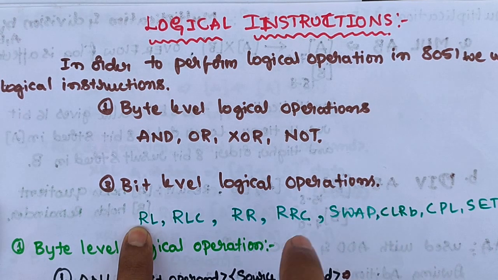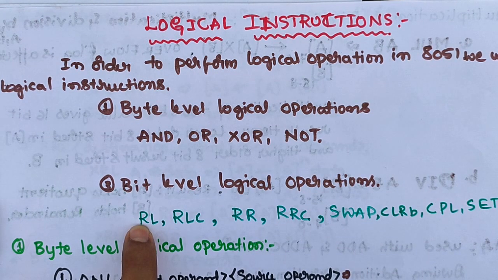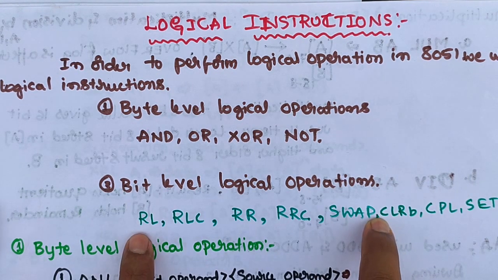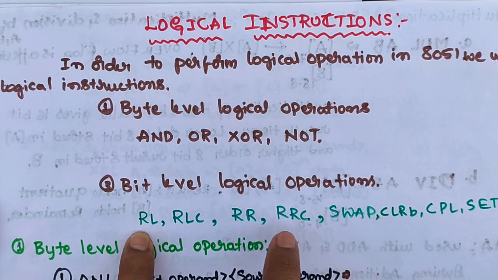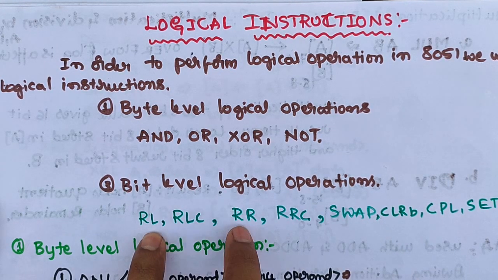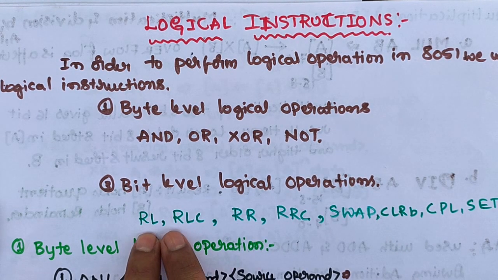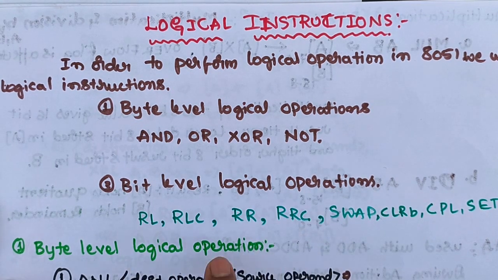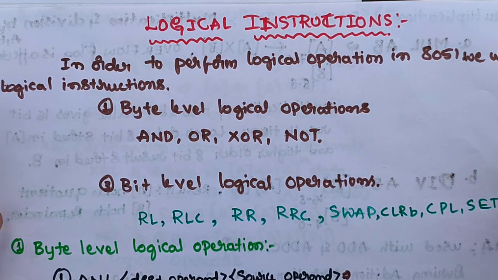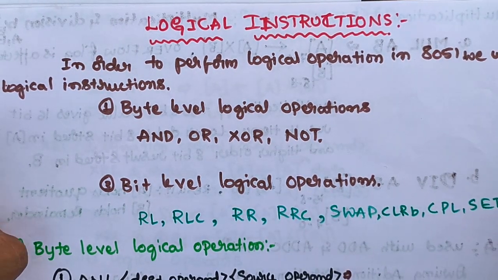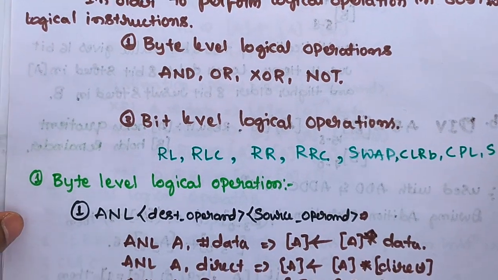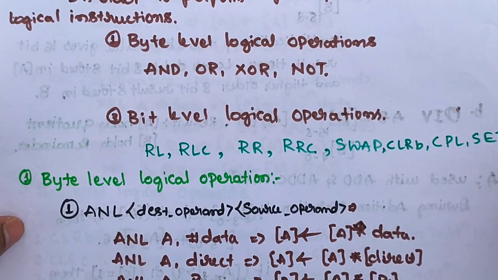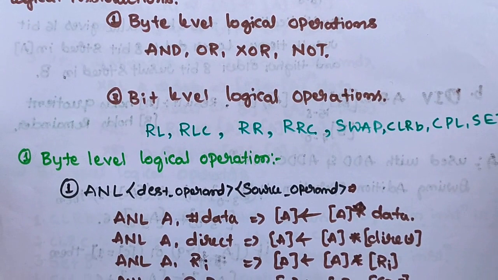Boolean operators were mentioned in the types of instruction set as a fifth type, but in this lecture I included them in logical instructions itself, because they perform bit level Boolean manipulations, that is RL, RLC, RR, RRC. So these are bit level logical operators. Let us see the byte level logical operators, the basic operations of logic gates, that is AND, OR and XOR.